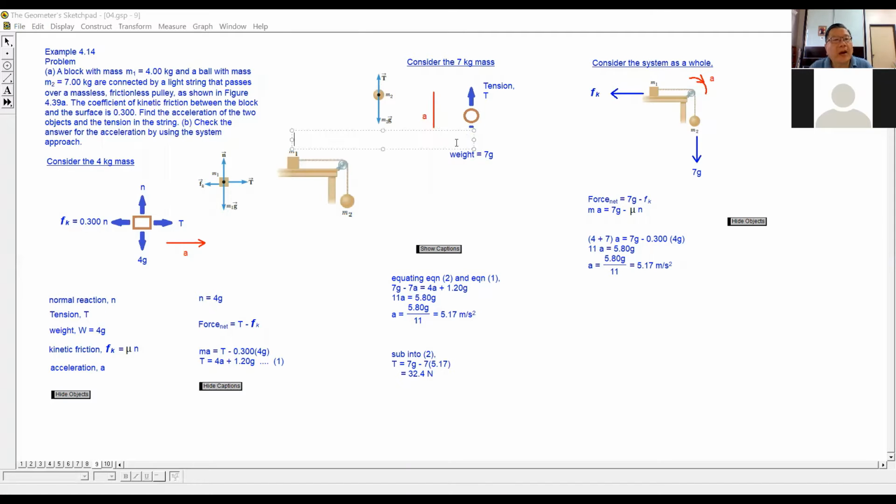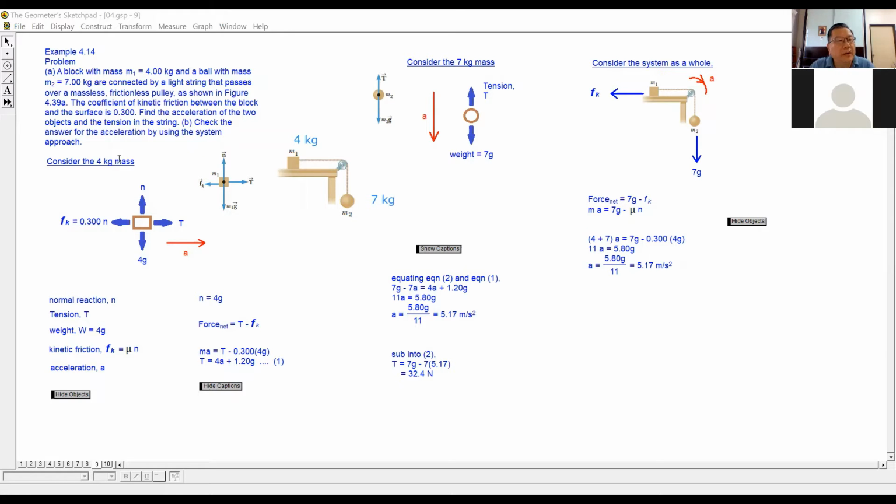A block with mass m1 equal 4 kg and a ball with mass m2 equal 7 kg are connected by a light string that passes over a massless frictionless pulley as shown in figure 4.39a. The coefficient of kinetic friction between the block and the surface is 0.300. A. Find the acceleration of the two objects and the tension in the string. B. Check the answer for acceleration by using a system approach.